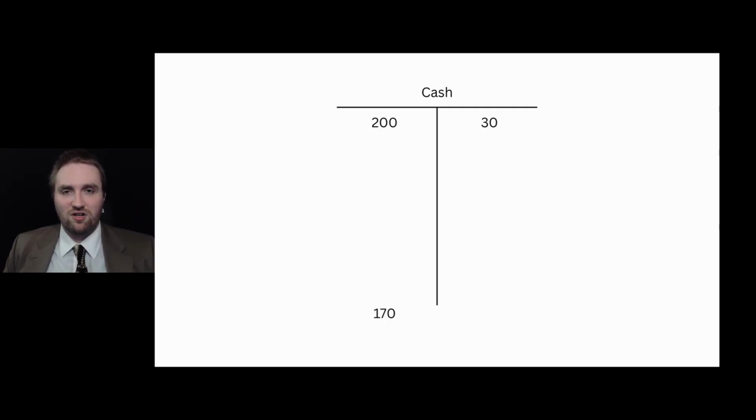Now let's look at the T-chart for supplies expense. We debited supplies expense $30, so we write that down. Expense accounts have a debit normal balance because they reduce owner's equity. Therefore, total debits, $30, minus total credits, $0, equals a net debit balance of $30 for the supplies expense account.